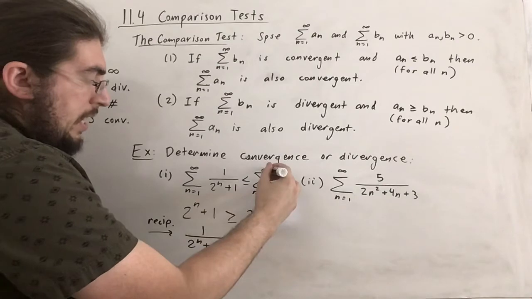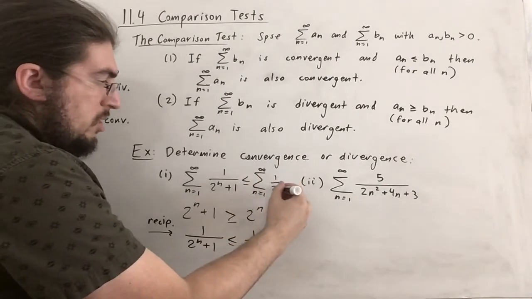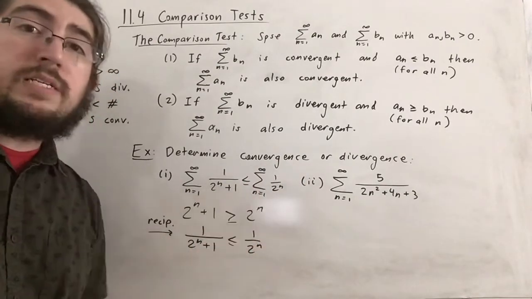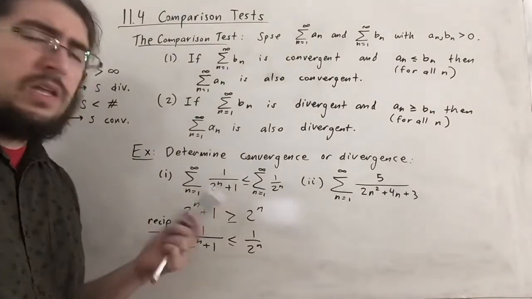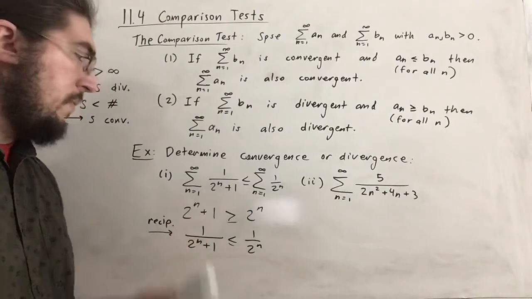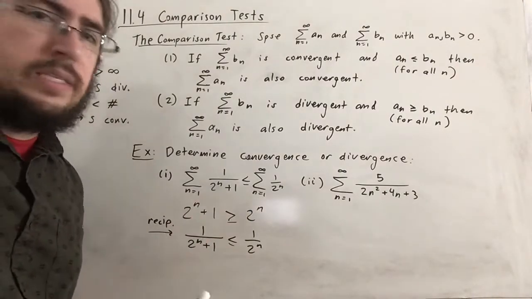The series as n goes from 1 to infinity of 1 over 2 to the n, and we know this converges by geometric series. In fact, if you want to figure out what it converges to, we actually know this converges to 1. We saw that before. So I'm just going to erase this just to show that.